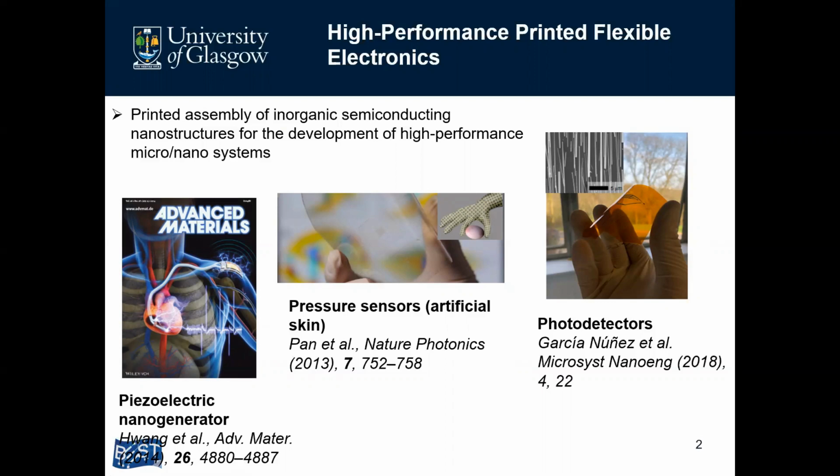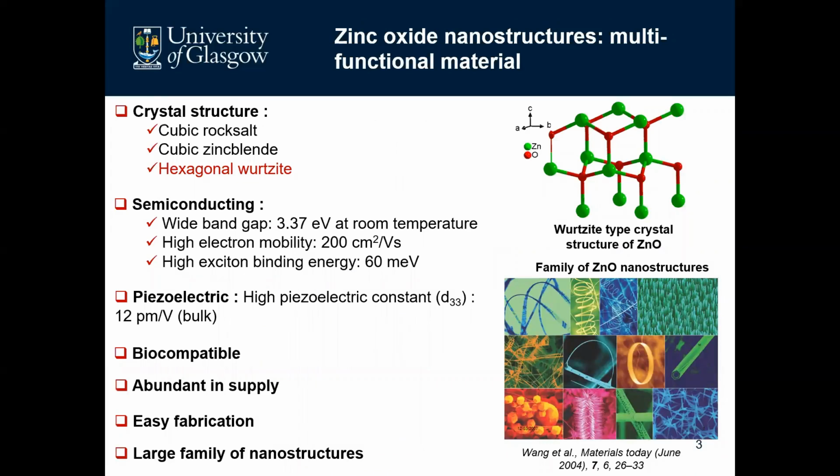Low temperature printed assemblies of nanostructures have been demonstrated to fabricate micro nanosystems with different functionalities. For example, as you can see in the slide, nanowire-based piezoelectric nanogenerators, electronic skin pressure sensors using nanostructures, photodetectors, chemical sensors, and so on. Among various inorganic materials investigated for the development of high-performance printed electronics, zinc oxide nanostructure has shown potential because of its multifunctionalities.